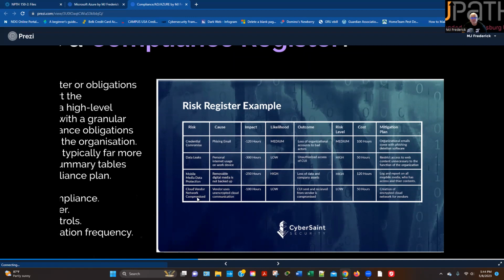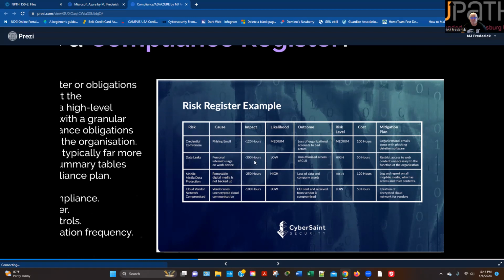And last, cloud vendor network compromise. The vendor uses unencrypted cloud communication, maybe not using a VPN, maybe not using a secure socket shell. Maybe we're not doing a data protection plan like you did in lab 4, okay? You got to have things encrypted that traverses through the network into the outside world. The impact, well, if these occurred, how many hours does it take, do you think, to find it?